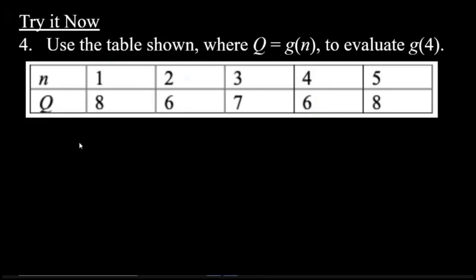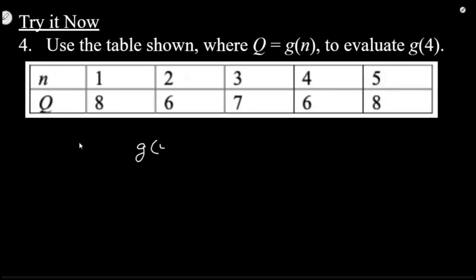All right, so use the table shown, and let's evaluate G of 4. So look at the table. What do you think? What is G of 4 going to equal? Are they giving us the input or the output? Input, right? And they're telling us the input is 4, so our goal is to find the output. So what would it be? 6. Fairly easy. It's when they switch it around on us that it can be a little tricky.